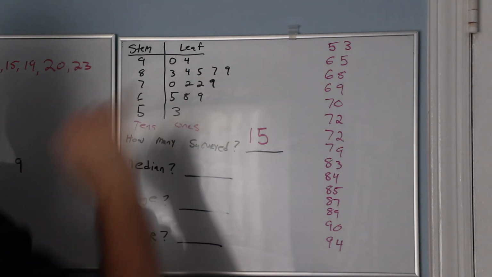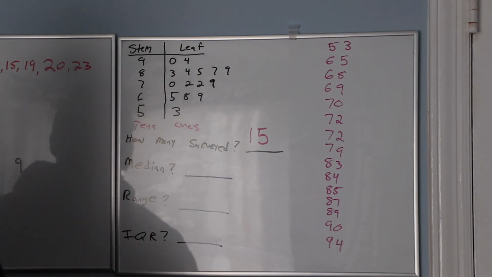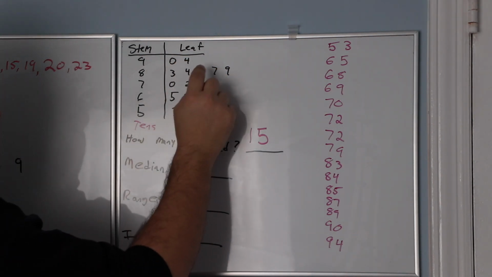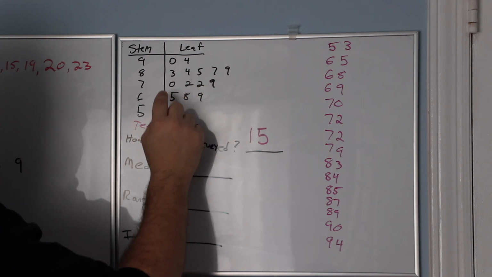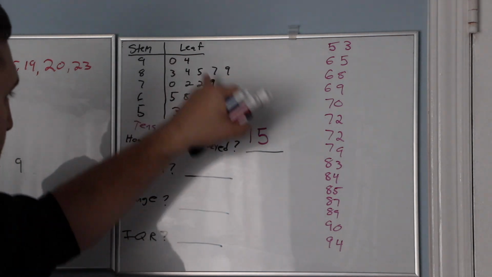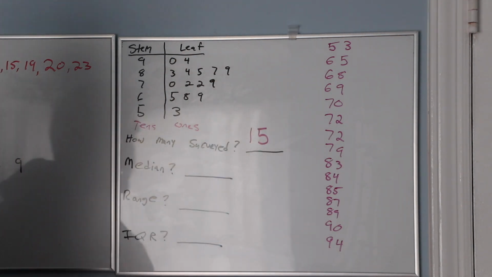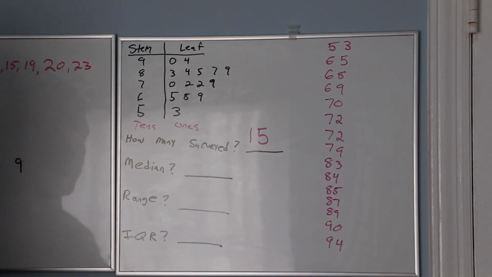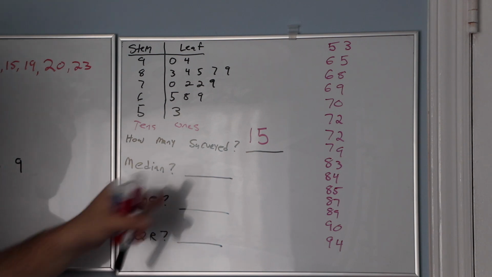You could simply count, well, how many leaves do you have? Right? 1, 2, 3, 4, 5, 6, 7, 8, 9, 10, 11, 12, 13, 14, 15. So you could simply just count the amount of leaves you have to get to that answer of how many people were surveyed. Now your median.